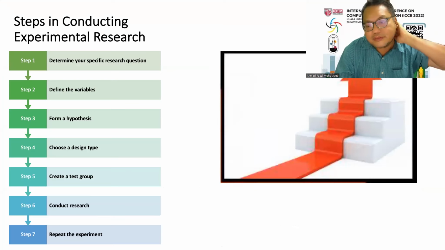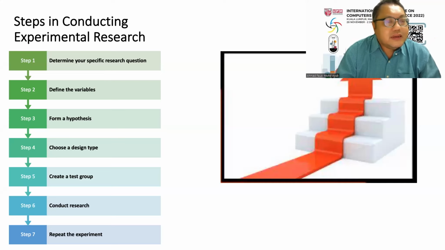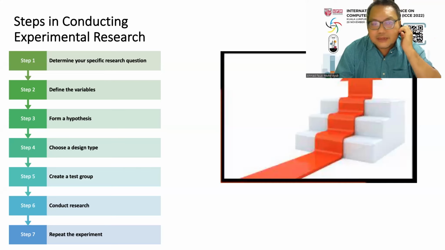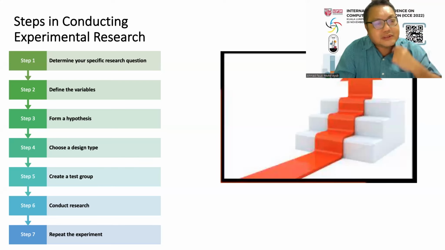It's good to ask questions, because if you have any confusion in your research, you can ask questions here. All right, basically, these are the steps in doing experimental research. Maybe some books have 6 steps, but basically you need to have all these steps.